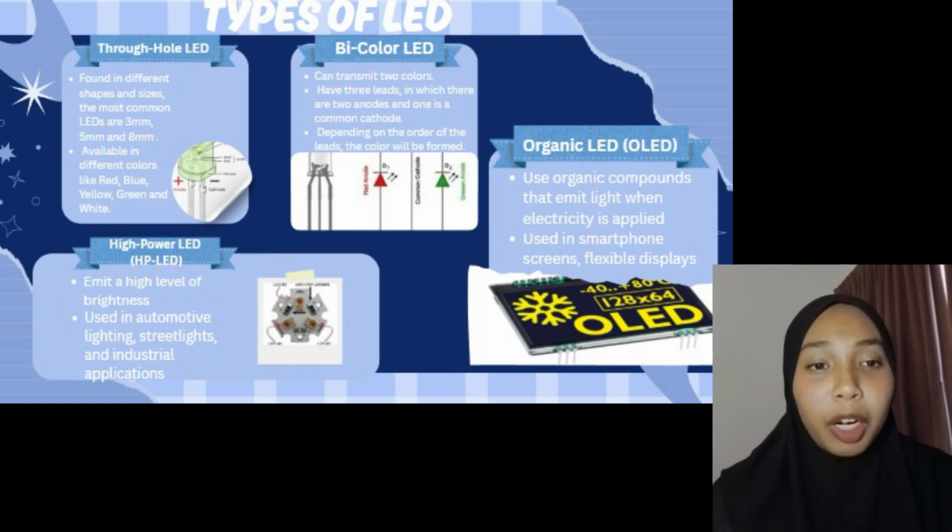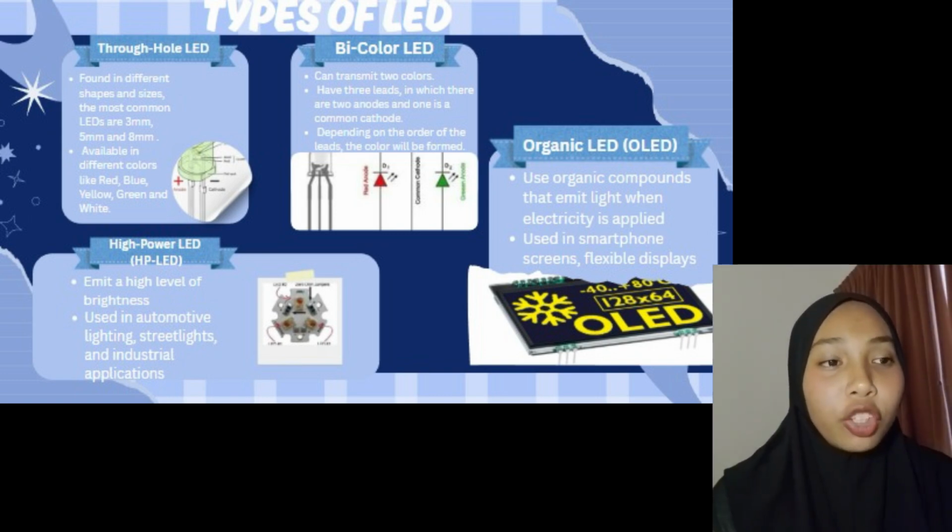Number 3 is high power LED. Emits a high level of brightness, as in automotive lighting, street lights, and industrial applications. Fourth is organic LED, an organic compound that emits light when electricity is applied, as in smartphone screens and flexible displays.